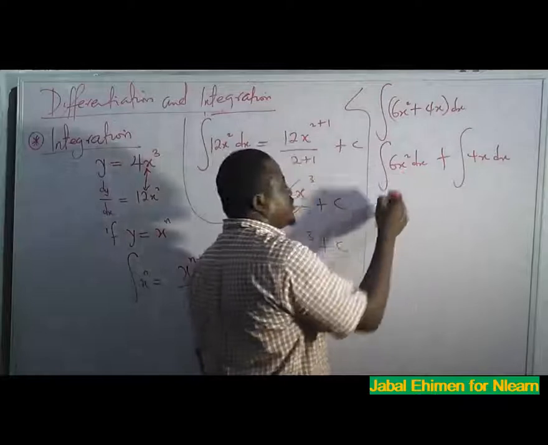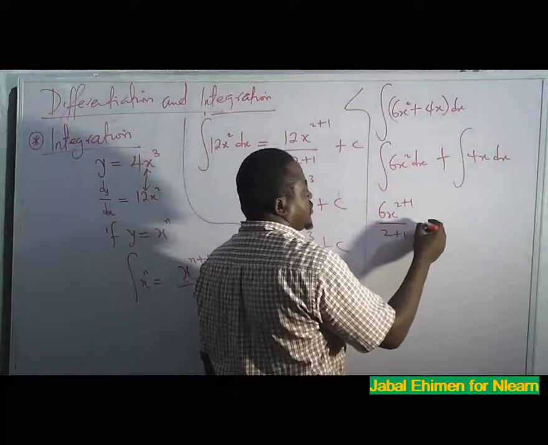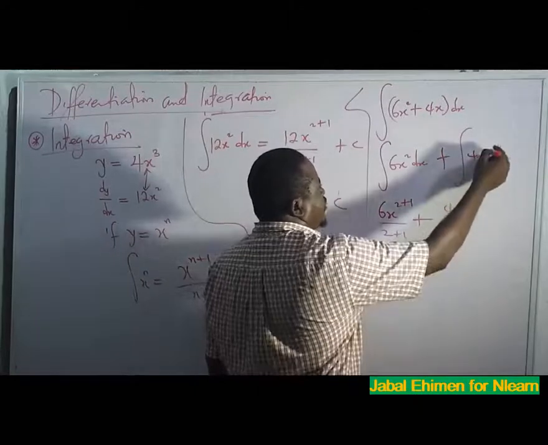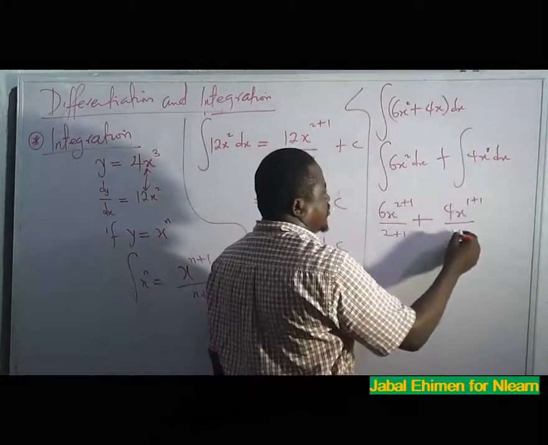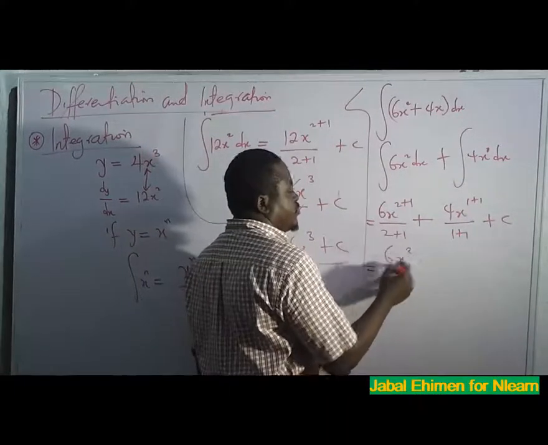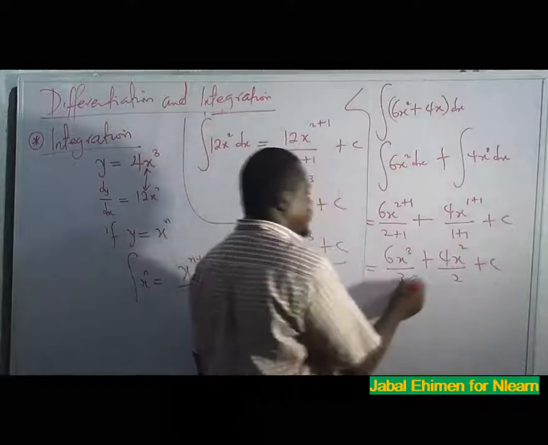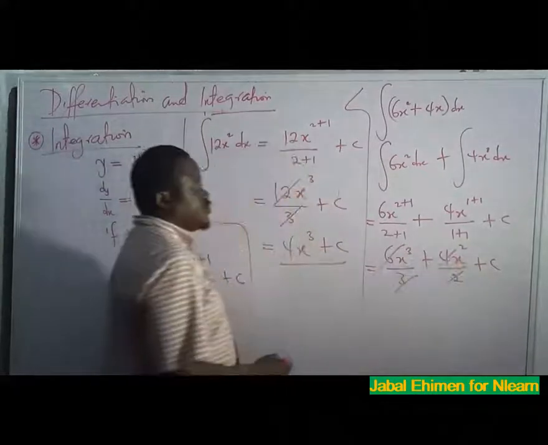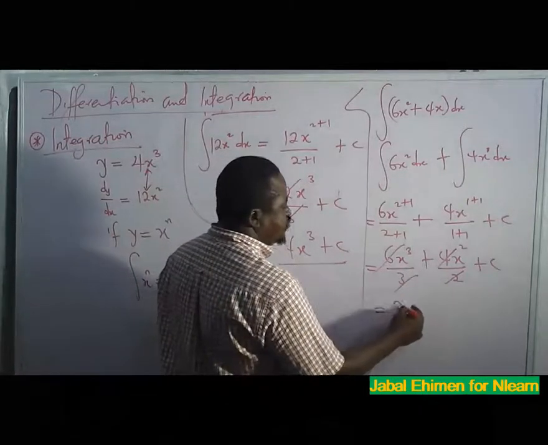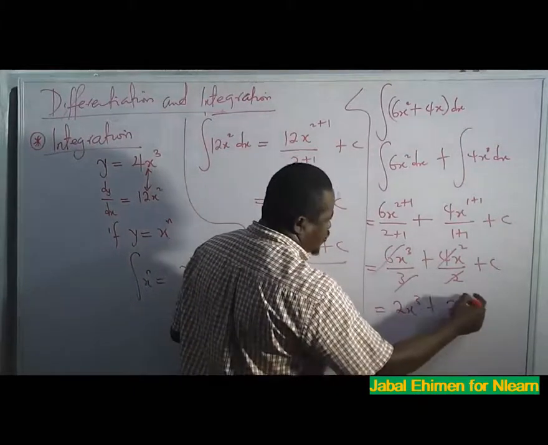So from here, if I want to integrate this, I'll have 6x^(2+1) plus 4x^(1+1). Where did the 1 come from? There's 1 here, divided by 1 plus 1, plus c. That gives me a value of 6x cubed over 3 plus 4x squared over 2 plus c. So automatically from there, it's easy for us to conclude that this value will be 2x cubed plus 2x squared plus c.